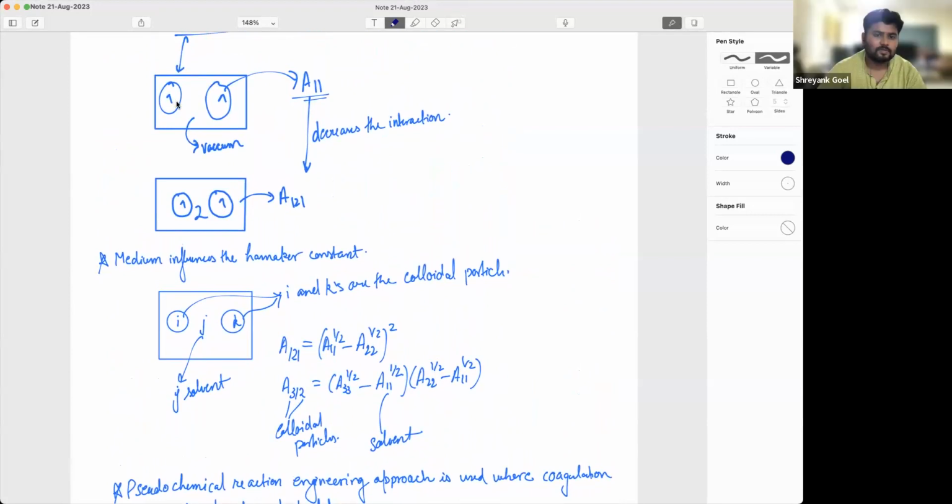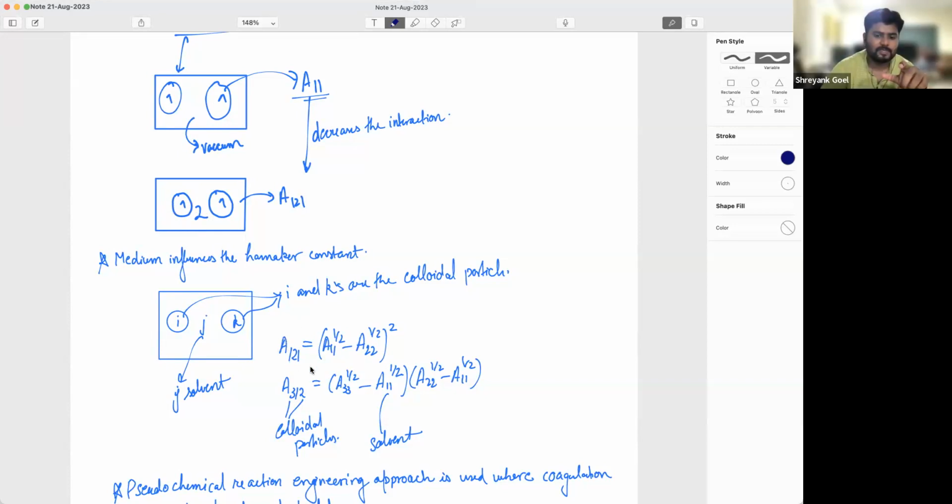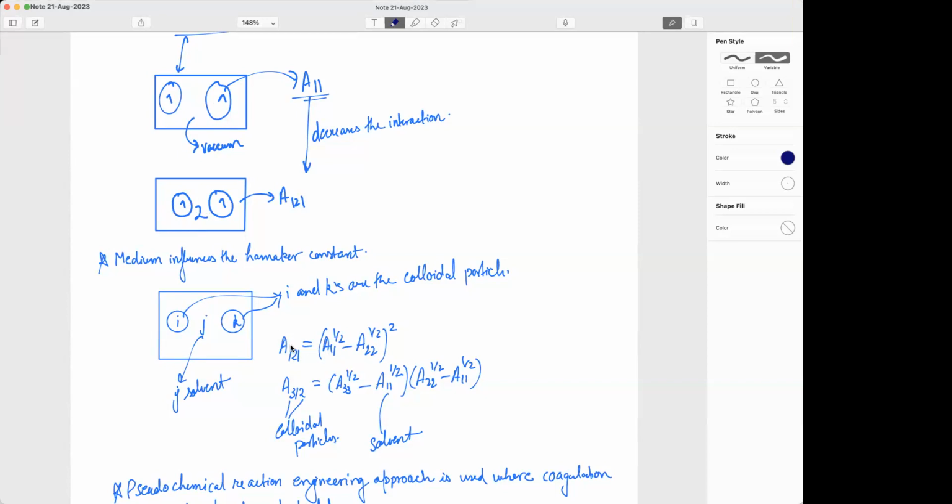So that's what we have discussed. A11 is in vacuum, the same kind of particles in vacuum. Now we have the same particles in a medium, some kind of medium that is there. So now we have to find the interaction between 1 and 1, but in the presence of the medium. In the presence of the medium, the effective Hamaker potential becomes this A132.